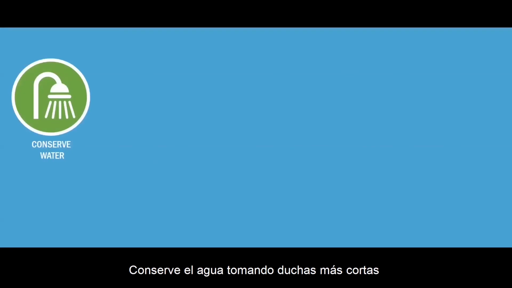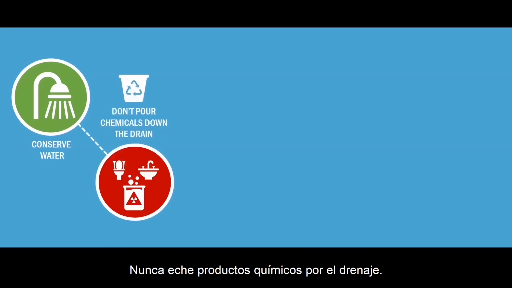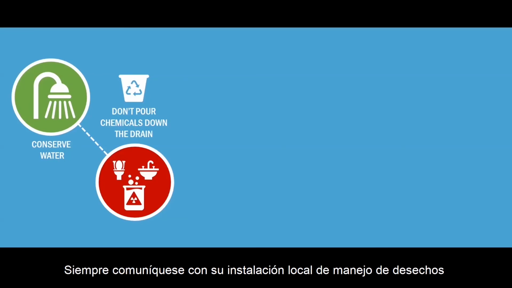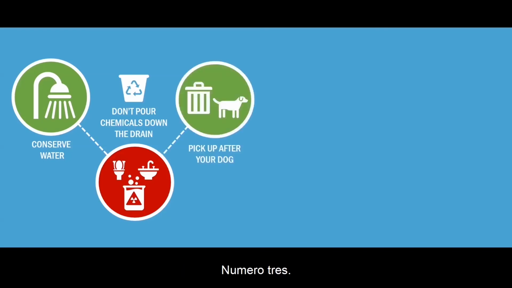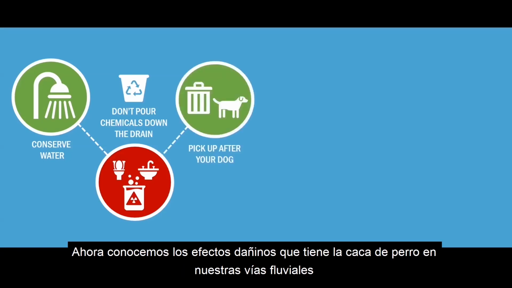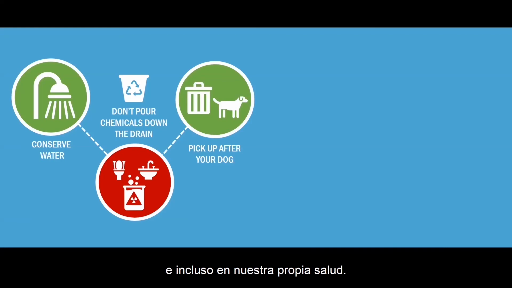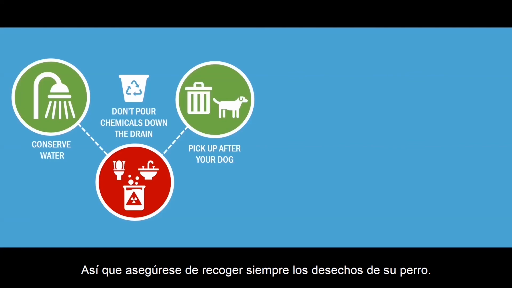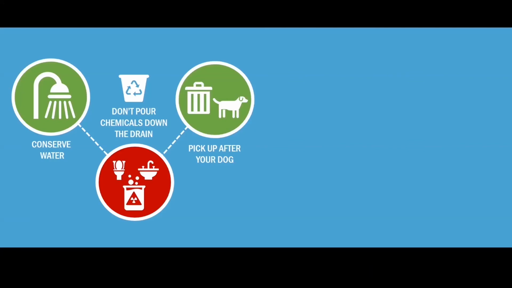Number 1. Conserve water by taking shorter showers or turning off the faucet when you're not using it. Number 2. Never pour chemicals down the drain. Always contact your local waste management facility so that they can help you to dispose of them properly. Number 3. Now we know all the harmful effects that dog poop has on our waterways and even our own health, so make sure to always pick up after your dog.